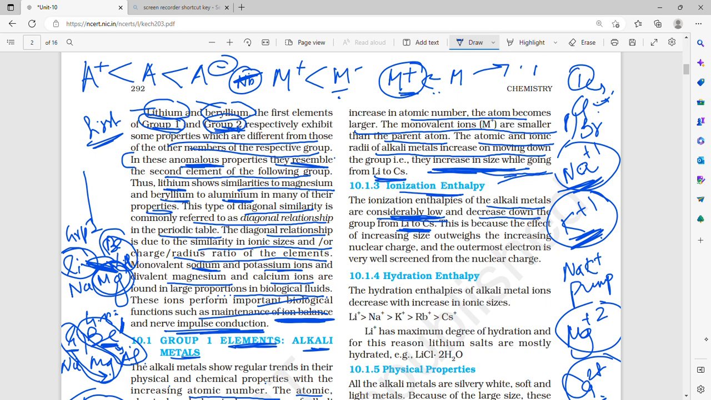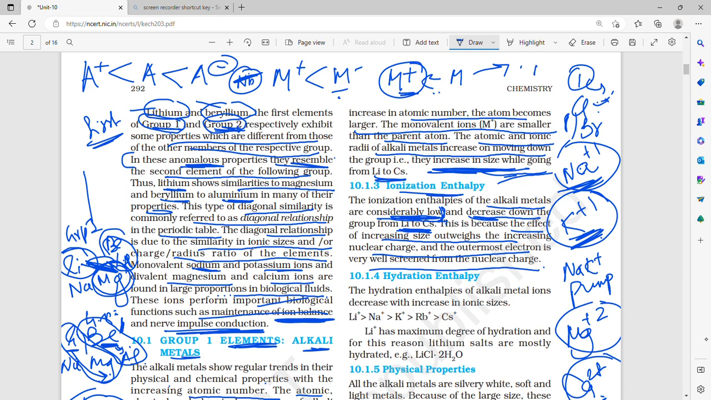energy नहीं लगेगी. This is because the effect of increasing size outweighs the increasing nuclear charge, and the outermost electron is very well screened from the nuclear charge. So the ionization enthalpy of alkali metals is considerably low. We know why. Okay, and it decreases down the group from lithium to cesium.